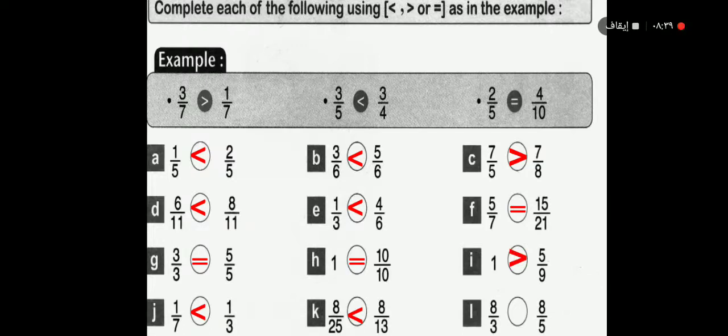Last example, 8 over 3 or 8 over 5. In this case, the two fractions have the same numerator. What do we do? We said before, if the two fractions have the same numerator, look at the denominator, and the fraction with the smaller denominator will be more than the other fraction. Then 8 over 3 is more than 8 over 5.